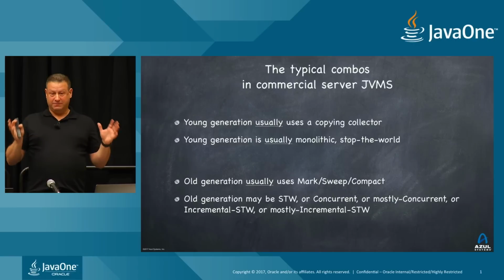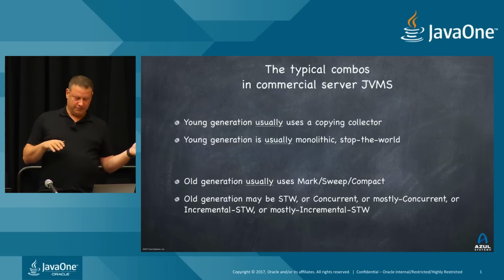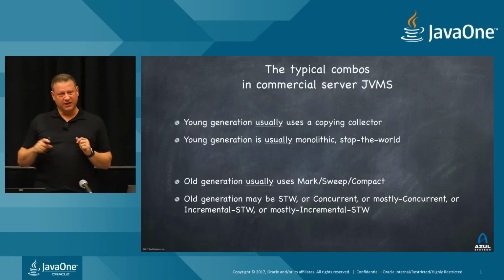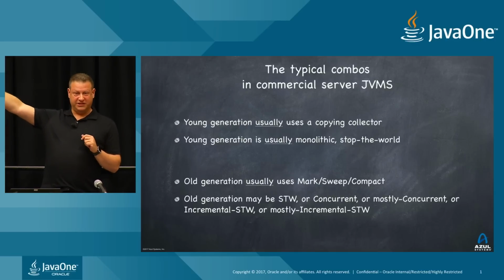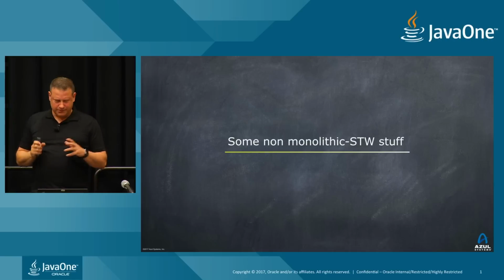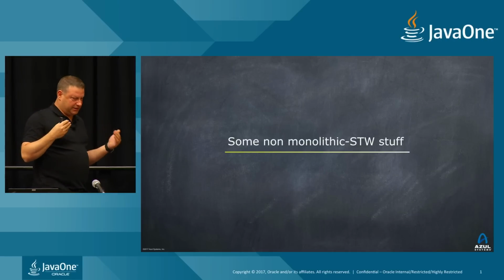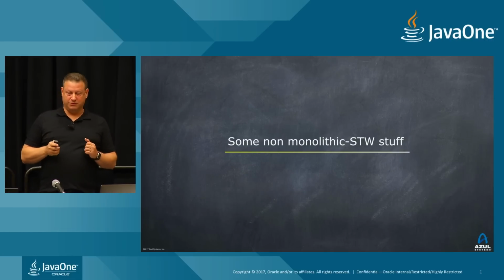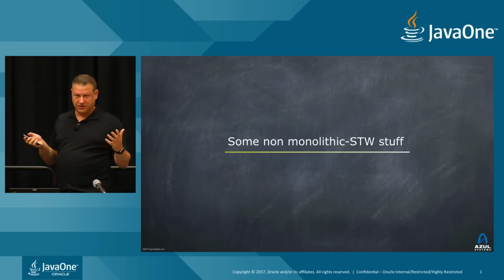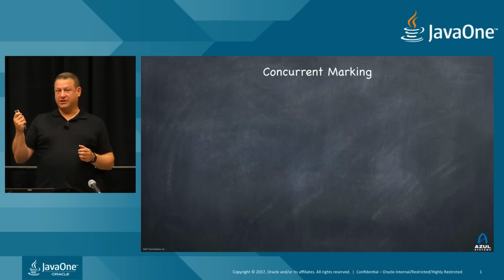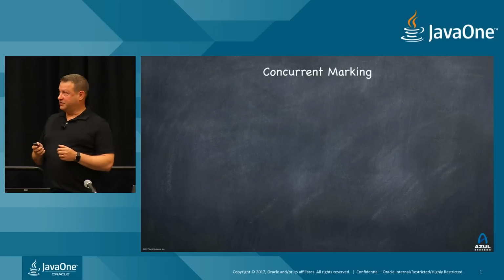The old generation might be stop the world, might be concurrent, might be partially concurrent, might be incremental, stop the world. There are all kinds of combinations. This is usually where a lot of the interesting differences are. Now, if we look beyond just those classifications of stop the world, stop the world would be simple. There are a few non-stop-the-world techniques that have been out there for a while. For example, what if I want to mark without stopping the world? The G1 collector, the CMS collector do this.